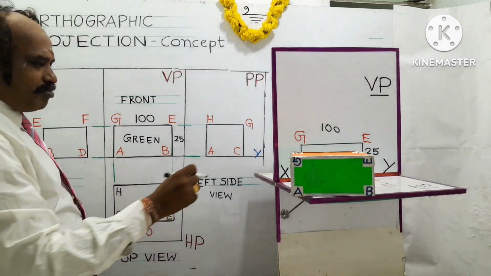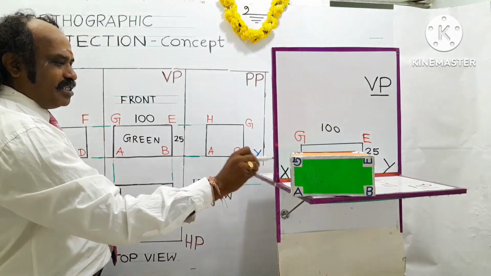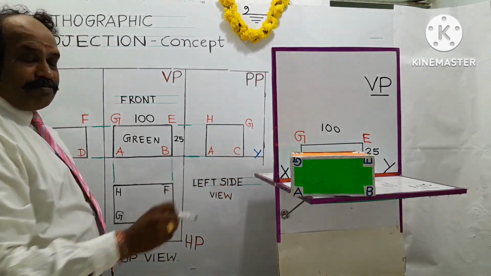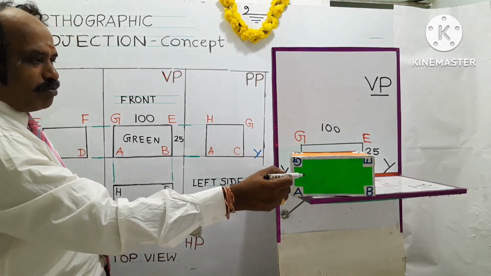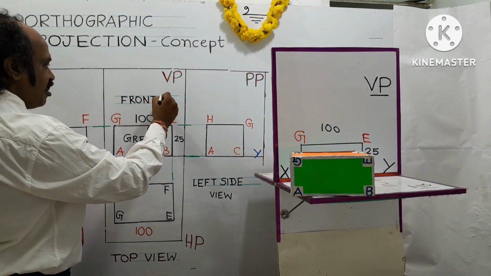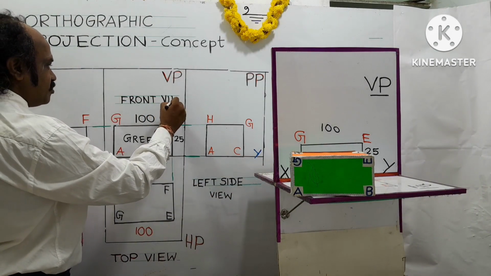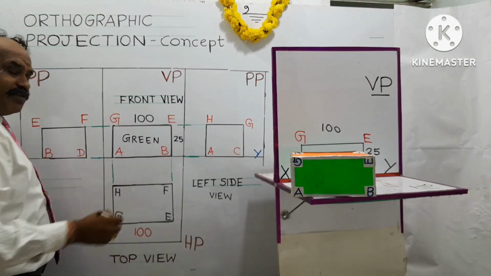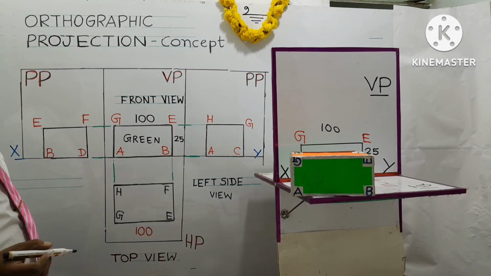What does first angle mean? The object is assumed to be placed in the first quadrant. This is the first quadrant, this is the second, third, fourth. As per the syllabus for B.Tech students, the object is assumed to be placed in the first quadrant. Hence, the view obtained is called the front view, and it always comes above the XY line. That is what you have to understand: the concept of orthographic projection, the first angle projection method.